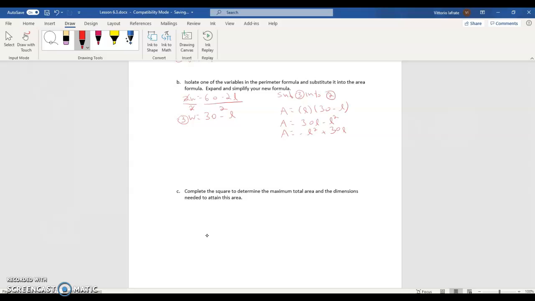So we'll start that off. So again, we have our equation A is equal to negative L squared plus 30L. We won't have time to finish this in this video, but we'll finish it in the next one. So we don't have a plus C. We actually do. It's plus 0. We don't need to write it. So we'll continue the next step in part 3 of this video.